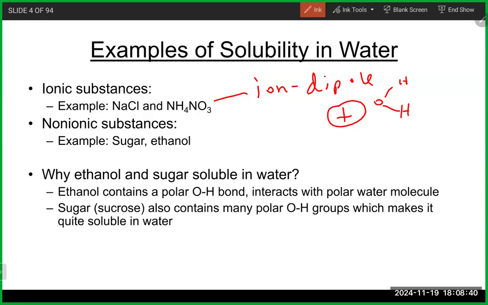There are also non-ionic compounds that are soluble in water as well. Things like sugar and ethanol are soluble. Ethanol is something that looks like this here. It's really an organic compound. It is really an alcohol.